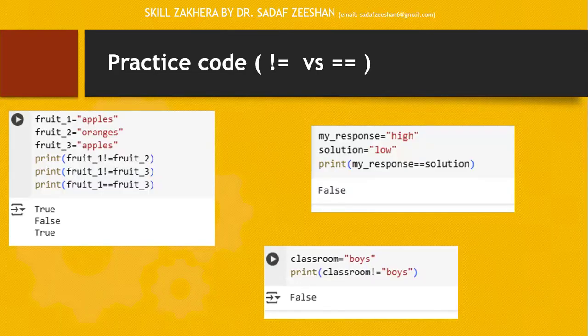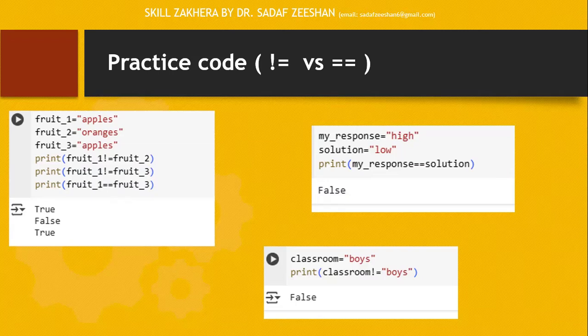So let's practice some more just to get the hang and the idea of what not equal to versus equal to is and how it is used. In the first example, you can see fruit 1 is apples, fruit 2 is oranges, and then fruit 3 is also apples. Now, if I want to check fruit 1 is not equal to fruit 2, you can see it is true because apples is not equal to oranges.